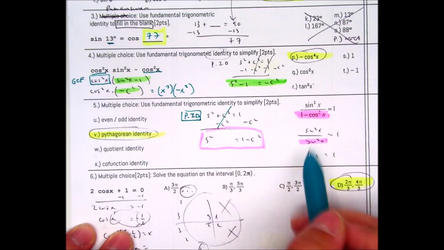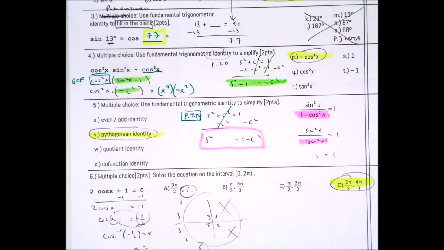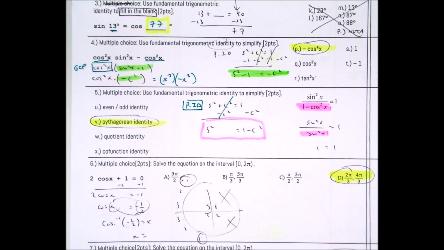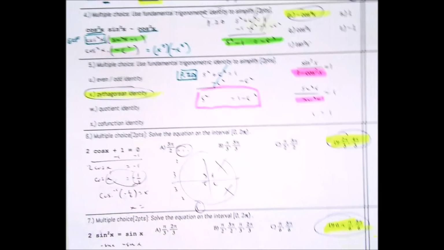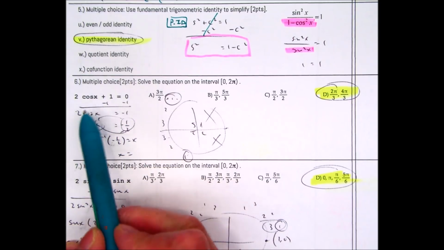And which identity did I use there in pink? That is the Pythagorean identity. That would be choice V. Question numbers 5 and 6 are solving trig identity equations.